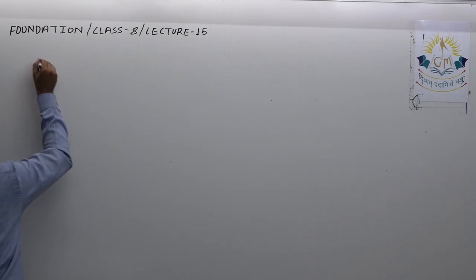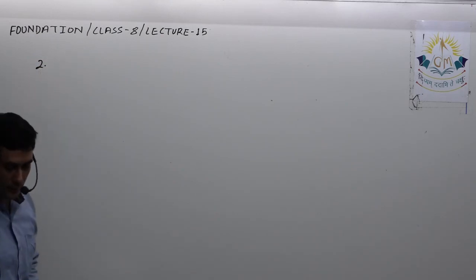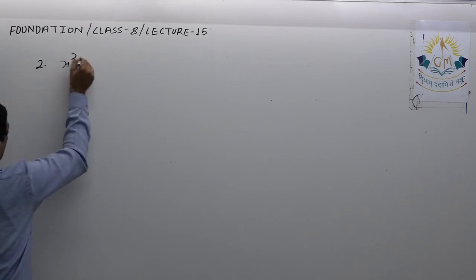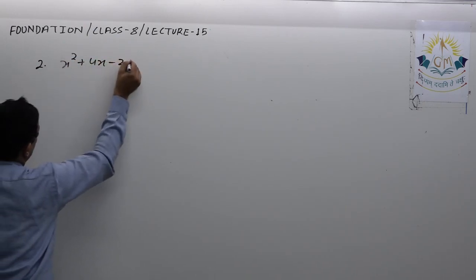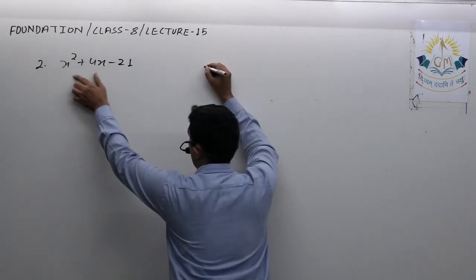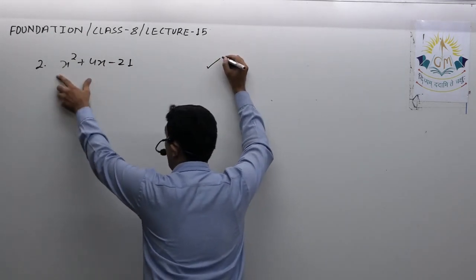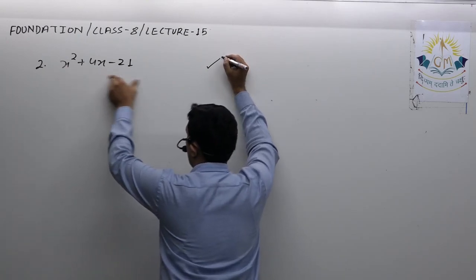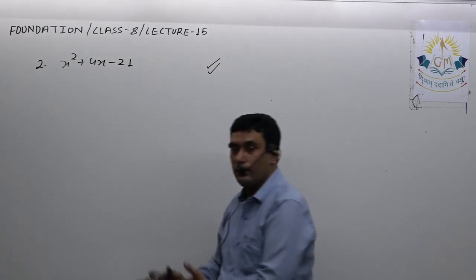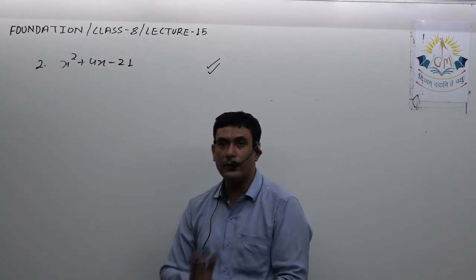Okay, you can say among the splitting the middle term, this is the second question. x square plus 4x minus 21. So first check, is it in the standard form? Yes. Is the first term of the expression positive? Yes. So now we can start finding factors and splitting the middle term.